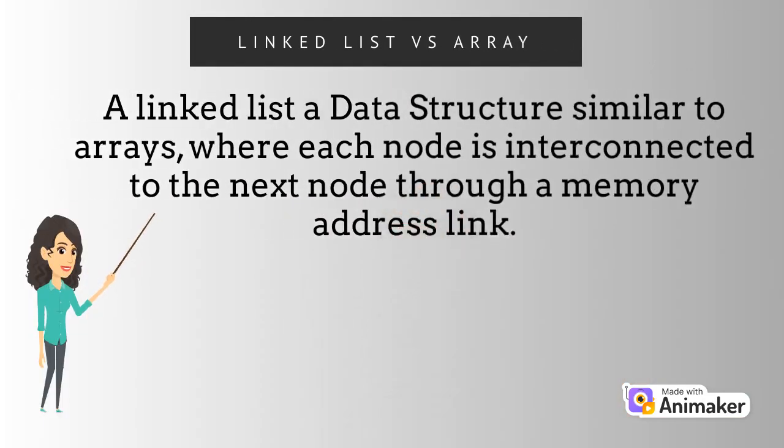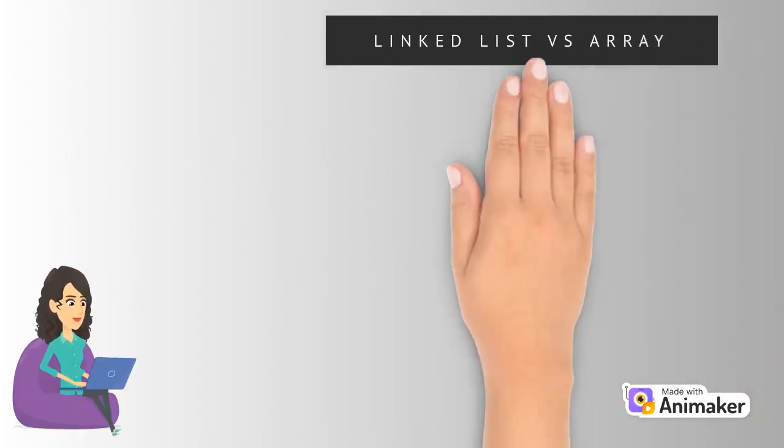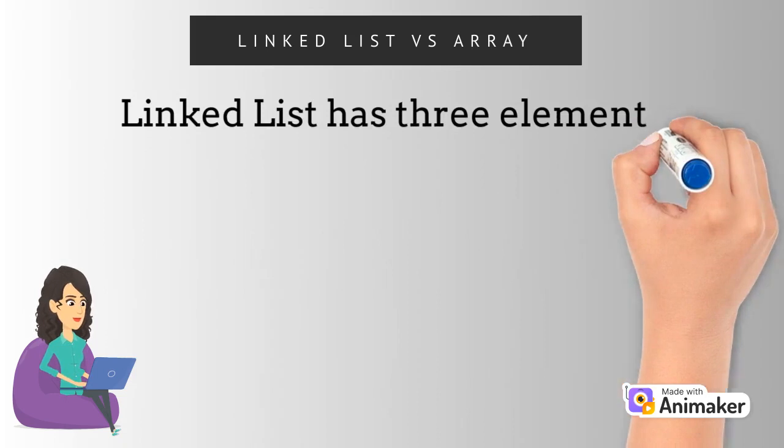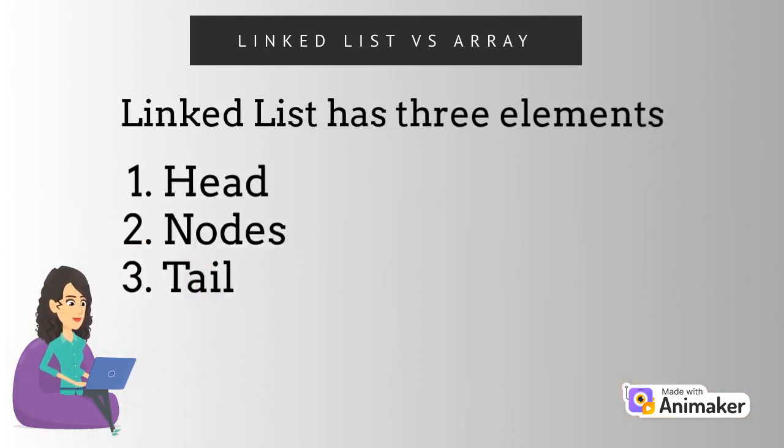A linked list is a data structure similar to arrays, where each node is interconnected to the next node through a memory address link. A linked list has three elements: head, nodes, and tail.